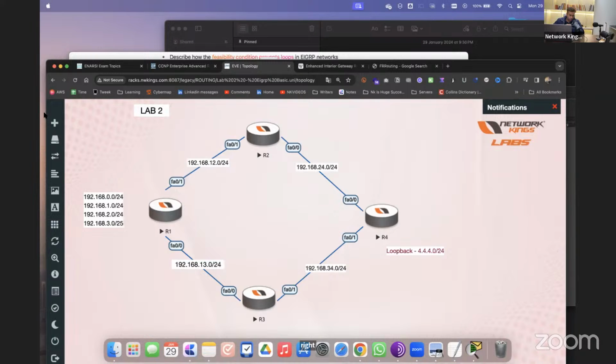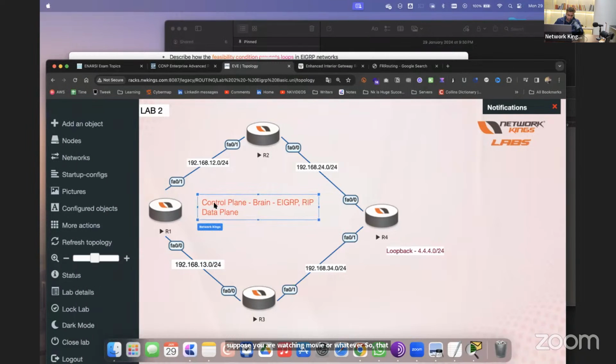That is called the control plane. The router's brain is called the control plane. And the router forwards data with which plane? The data plane. Okay, so the control plane is like the brain where all routing protocols like EIGRP and RIP work. The customer traffic, suppose you are watching a movie or whatever, that information is going on which plane? The data plane. That is customer or user traffic, and it goes with the data plane.